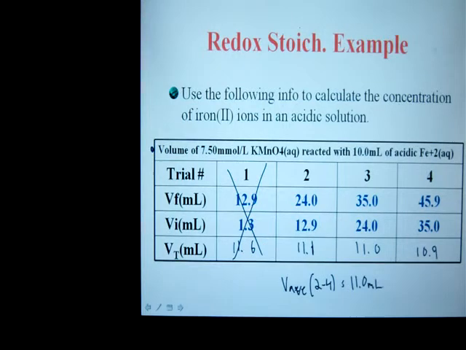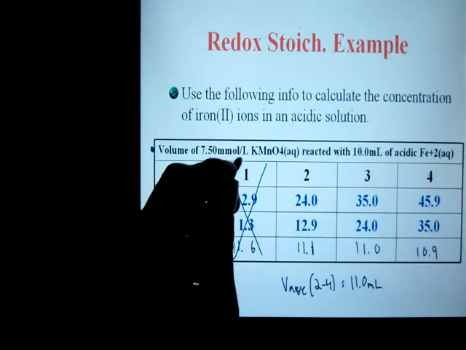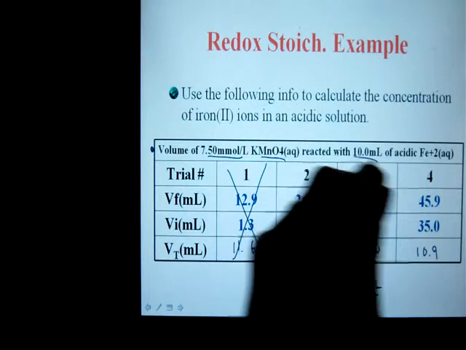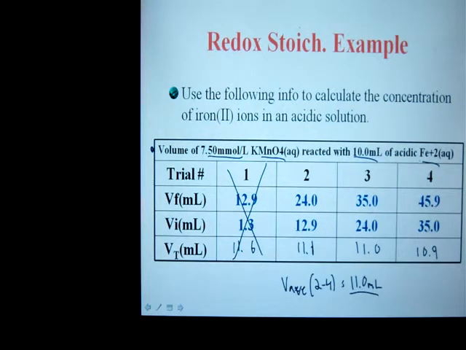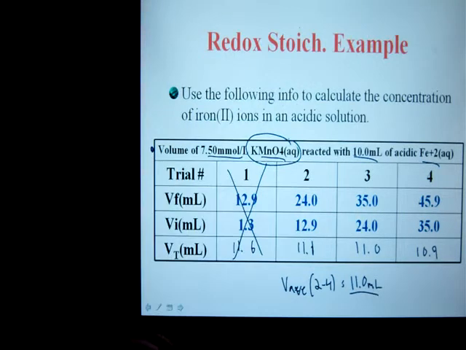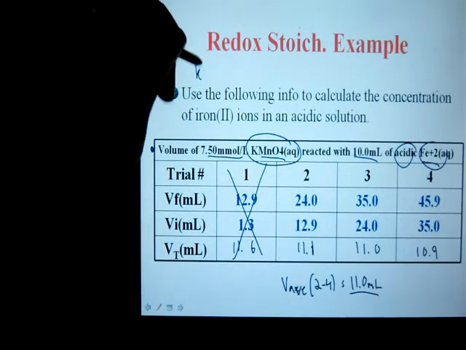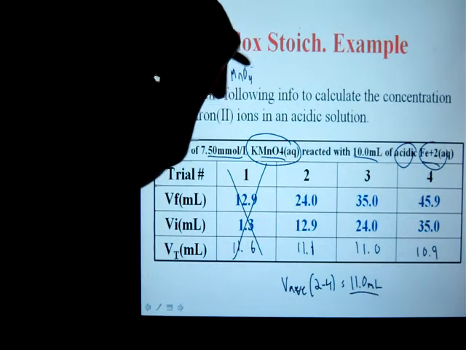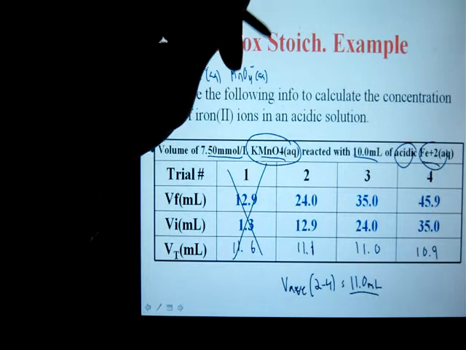So that gives us an extra bit of information. I've got concentration of permanganate, I've got a volume of permanganate, and then I have a volume of the iron 2 solution that I'm titrating into. Okay, so first let's get our reaction just like we did before. So you'll see here I've got potassium permanganate and acidic iron 2. The potassium permanganate would dissociate into potassium ions and permanganate. Remember, the permanganate does not break up any further as it is a polyatomic ion.